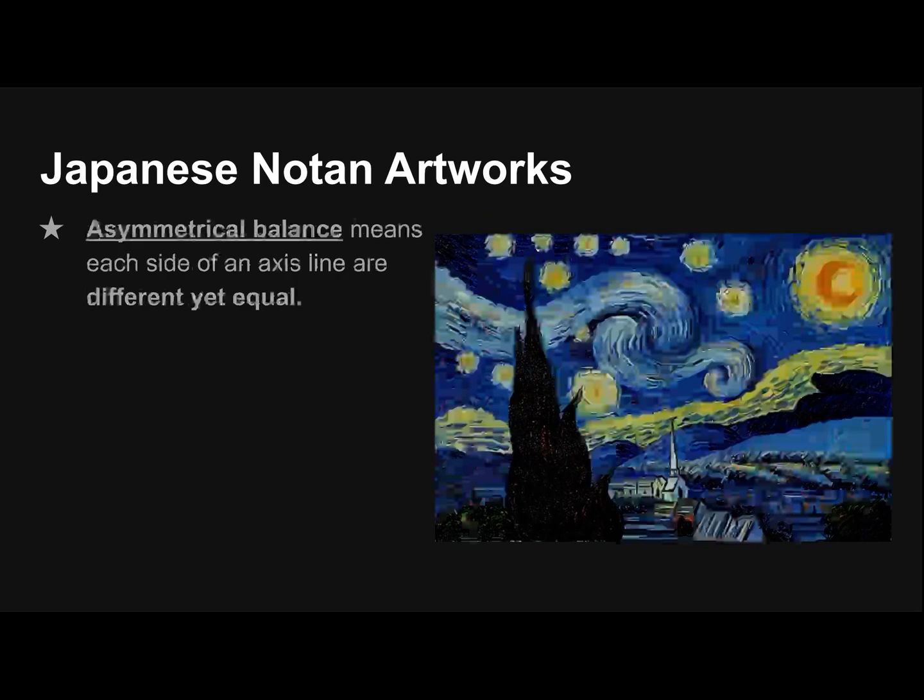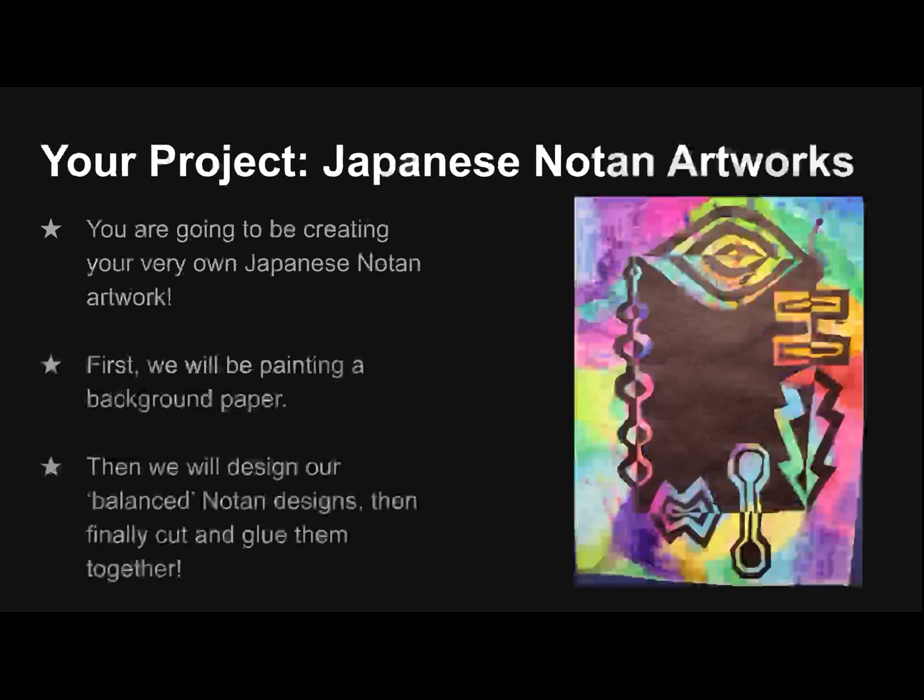And like I said before, you can also have asymmetrical balance, meaning if you draw that line vertically down the middle of this artwork, which is Starry Night by Vincent van Gogh, you're going to have something totally different from one side to the other, but yet there is a visual balance of dark and light on one side of the artwork and the other. The shapes aren't exactly the same, but there is that different yet equal balance.